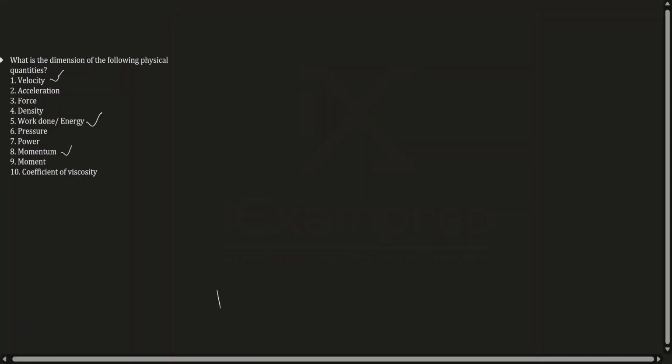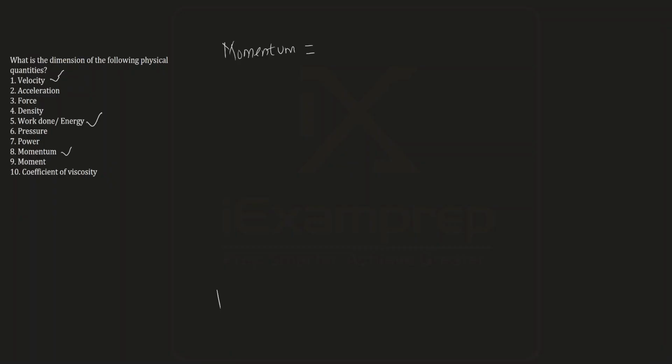Number 8, momentum is another example for you. For us to do dimension of momentum, we first need to know the formula for momentum. So formula for momentum is mass times velocity. So momentum is the product of mass and velocity. Dimension for mass is capital M. Dimension for velocity, since velocity is displacement over time, that is going to be L over T. So put it together, we have MLT to the power of -1. That will be the dimension for momentum.